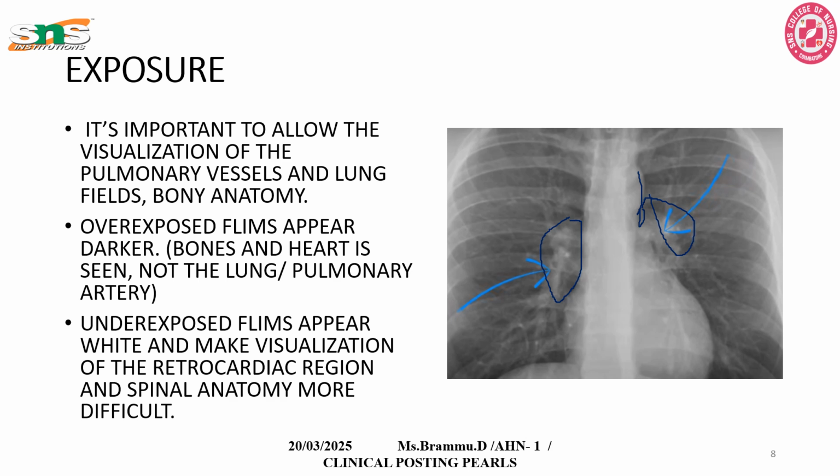In case of overexposed films, they appear much darker, the bones and the heart are not seen, and the lung and the pulmonary artery cannot be easily detected. And in case of underexposed films, the film appears much whiter in color, and it makes visualization of the retrocardiac region very difficult, and the spinal anatomy also becomes more difficult to see.